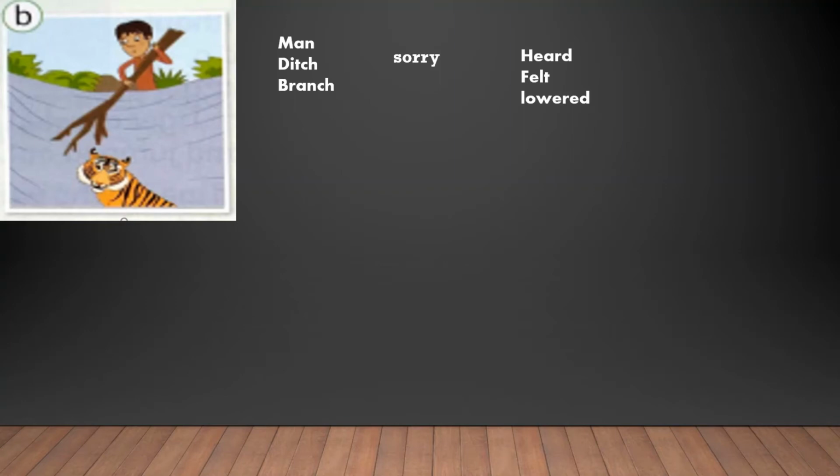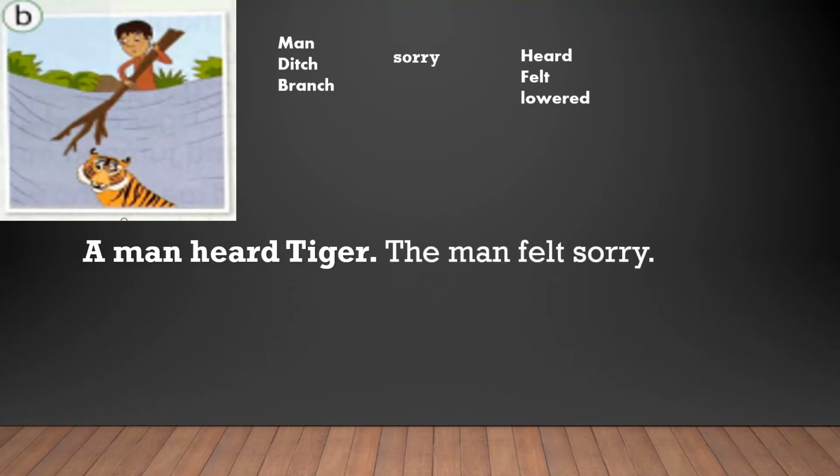Now let's describe this picture using the words we have chosen for this. A man heard tiger, a very simple sentence with two naming words, man and tiger, and one doing word. The man felt sorry. In this sentence, I'm describing the feeling of the man on hearing the tiger crying for help. The man felt sorry.